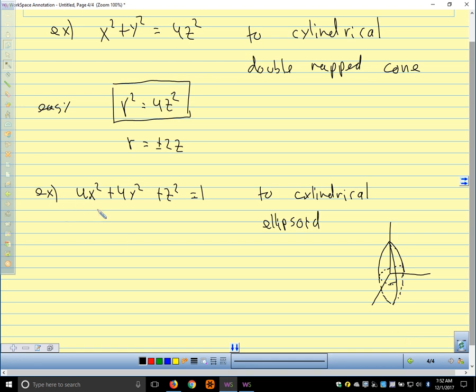All right, let's convert. What do we want to do here? 4x squared plus 4y squared is 4r squared. Factor out the 4, that's 4r squared plus z squared equals 1. Usually you'll write z squared equals something, or r squared equals something. So we could write this as r squared equals 1 minus z squared over 4. You could also write it in terms of z squared. You would most likely see it written like this. I don't think there's necessarily quite a standard.